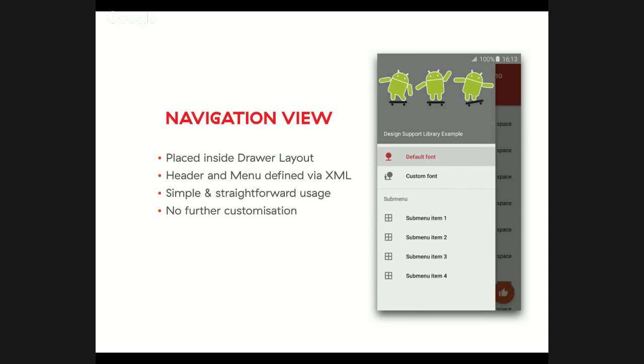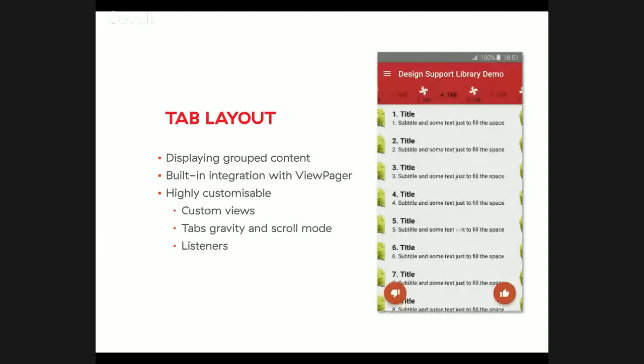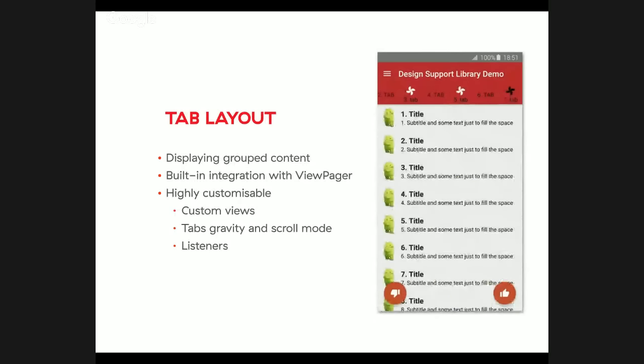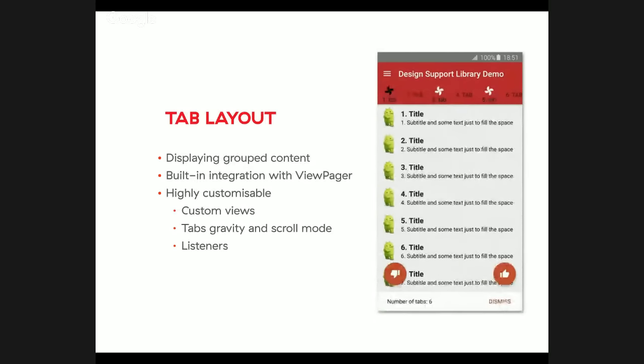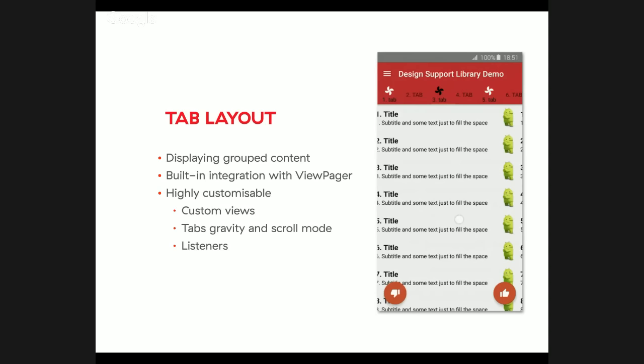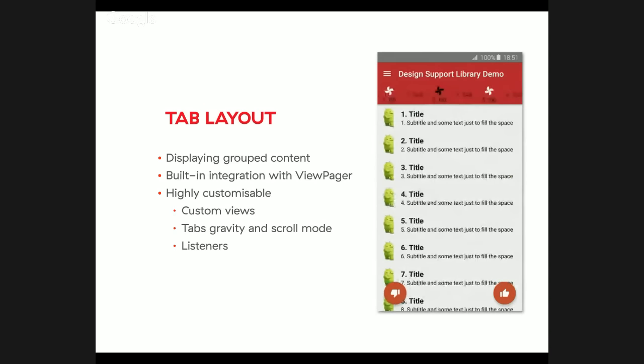The second one is the tab layout. The tabs themselves are used to represent grouped content. When you are using tabs, you shouldn't use any other horizontal gestures such as swipe to dismiss. Unlike the navigation view, the tab layout offers a much richer API. You can use it pretty simply. Just use one line of code and it will automatically set up the view pager, or you could use your custom views, change the scroll mode or tab gravity, like in this example that is looping.